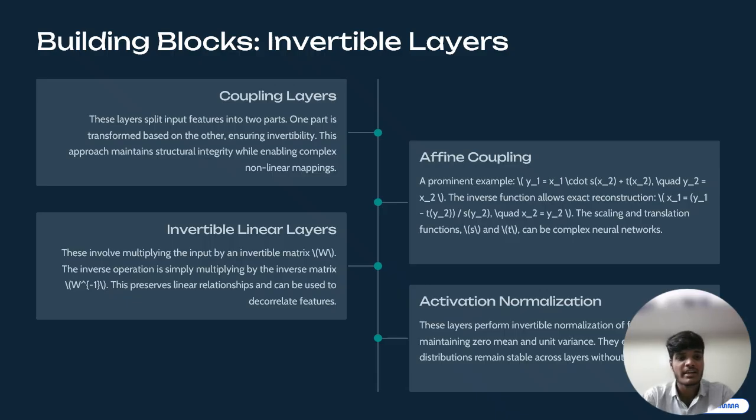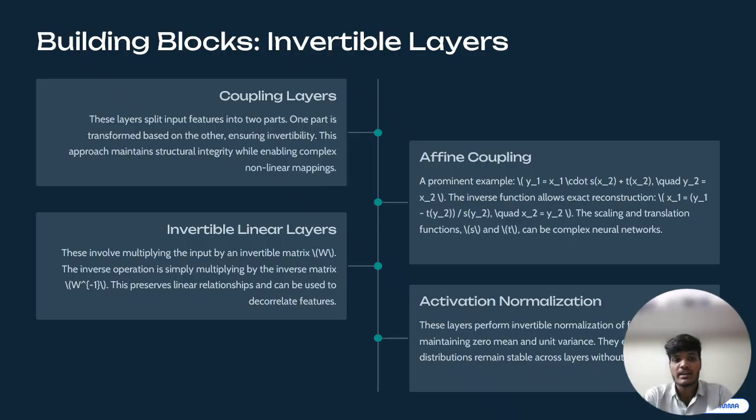Next, invertible linear layers. These involve multiplying the input by an invertible matrix. The inverse operation is simply multiplying by the inverse matrix. This preserves linear relationships and can be used to decorrelate features. Next, activation normalization. These layers perform invertible normalization, maintaining zero mean and unit variance. They keep the distribution stable across layers without error. So these are some of the building blocks in invertible layers.